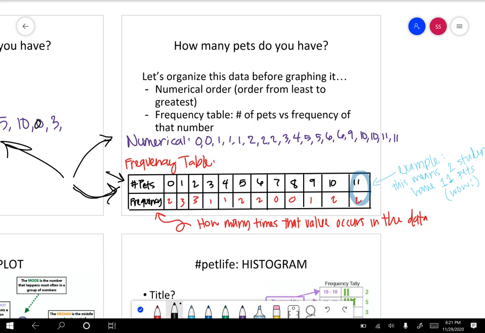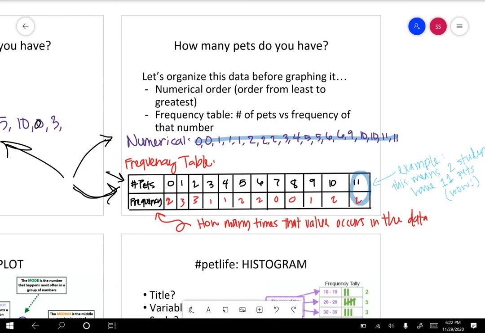So for example, if we look at this numerical order representation of the data, we can see that there's 2 zeros. So in our frequency table, we would write a 2 for 0 number of pets. Right? There's 2 people who have 0 pets. Or in the next case, we have 3 people who have 1 pet, 3 people who have 2 pets, etc. So that's kind of how to read the frequency table and write the frequency table. Basically, it's just telling you how many times that value occurs in your data set.